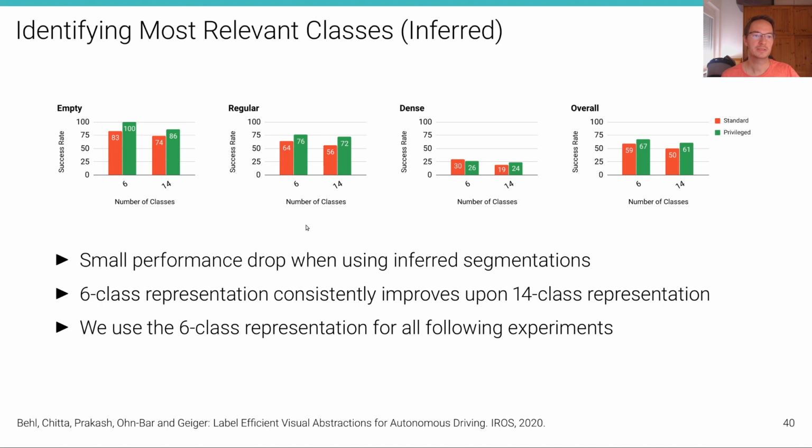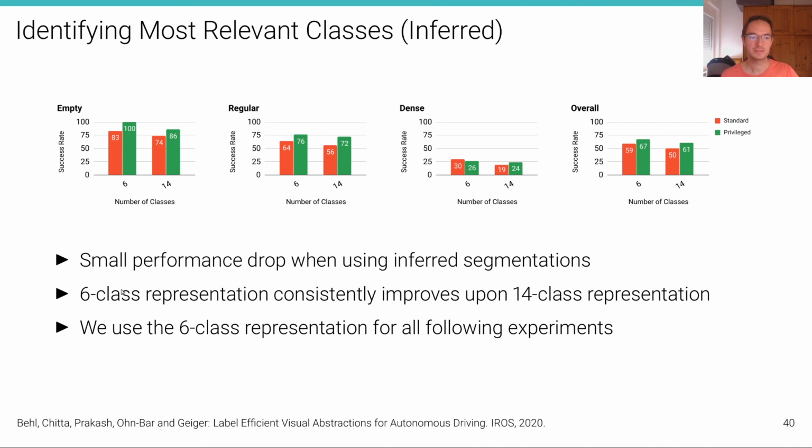What we can see here now is a comparison of 6 versus 14 classes, where we compare also the results with the inferred semantic segmentations in red to the privileged ground truth semantic segmentations in green. And what we can see again is that there is a performance drop when using the inferred segmentations, but it's relatively small. So we go from, let's say, 67 to 59% success rate. But of course, in practice, we don't have the ground truth segmentations available, so we have to live with the inferred segmentations.